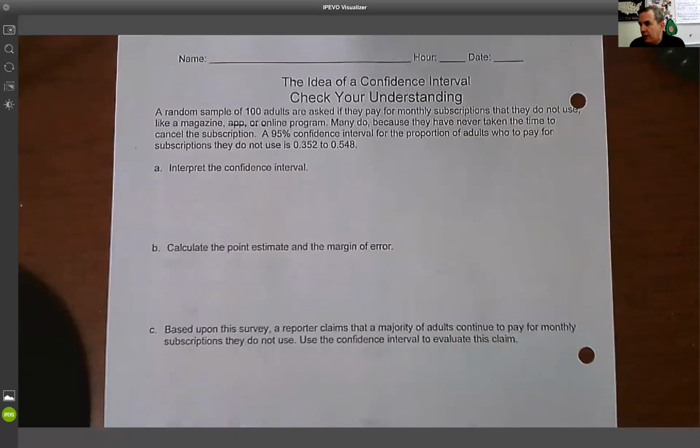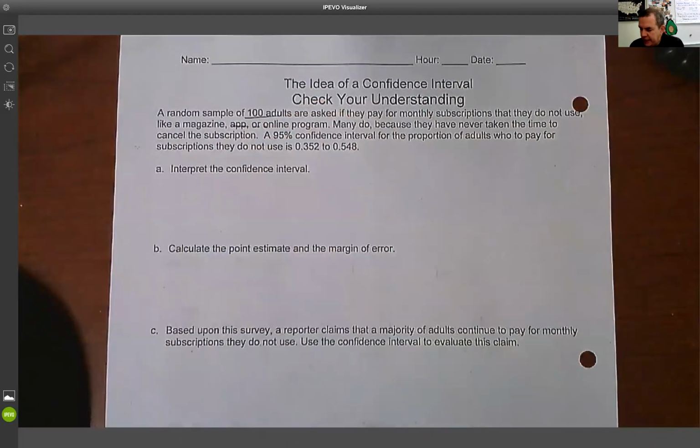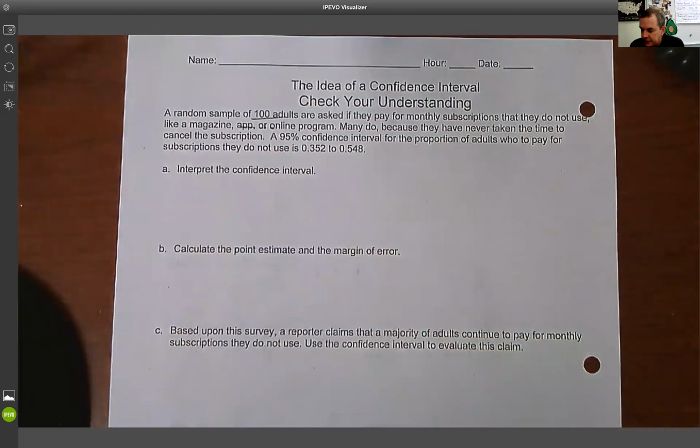Okay, now what we're going to do is work the problem on the back. Again, it's just a review, very similar to what we did. So here's the deal. A random sample of 100 adults was asked if they would pay for a monthly subscription that they do not use, like a magazine app or online program. Many do because they've never taken the time to cancel the subscription.